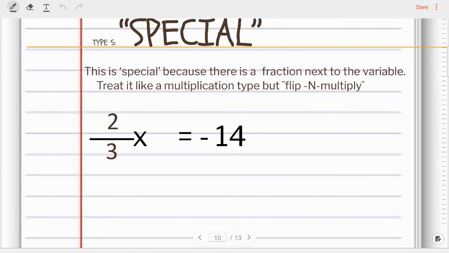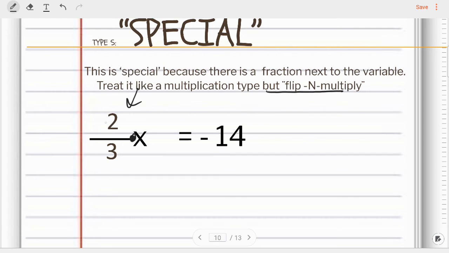Now there is a special type of problem. We call it special because there's the fraction, and we know fractions are kind of tough, but that's okay. What we are going to do is treat it like a multiplication type of problem, but we're going to flip and multiply. So here's what's going to happen.